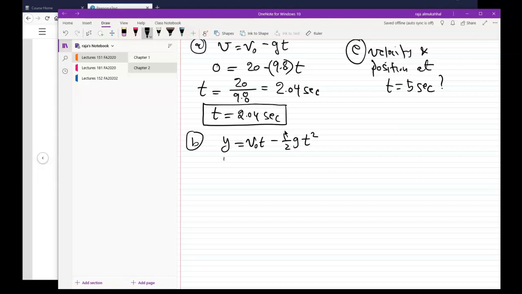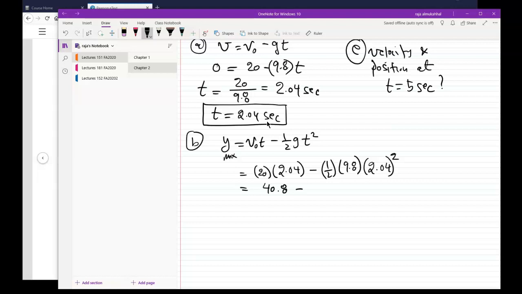So the maximum height, we'll call it y max, will be 20 times the time, which is 2.04, correct? The time that we found in part A, minus 1/2 times 9.8 for the value of g times t squared, 2.04 squared. And then I use my calculator. Go ahead and calculate that with me, guys. We get 20 times 2.04, which is 40.8, minus the second part, 2.04 squared times 4.9.